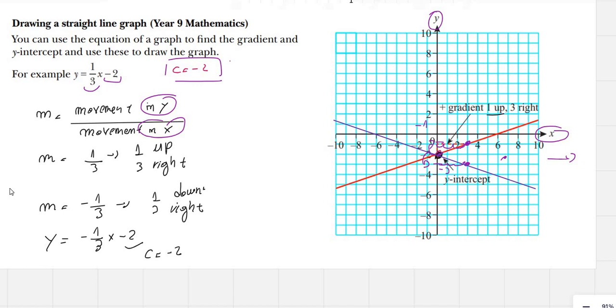That's how you draw a straight line, given the equation. If I give you an equation, you know that this value is c, and c is the value where the y-intercept is. And m gives you the movements that you have to do from one point. In this case, this will be your point. So that's why the gradient m is useful. It lets you know how to move whenever you are at one point.